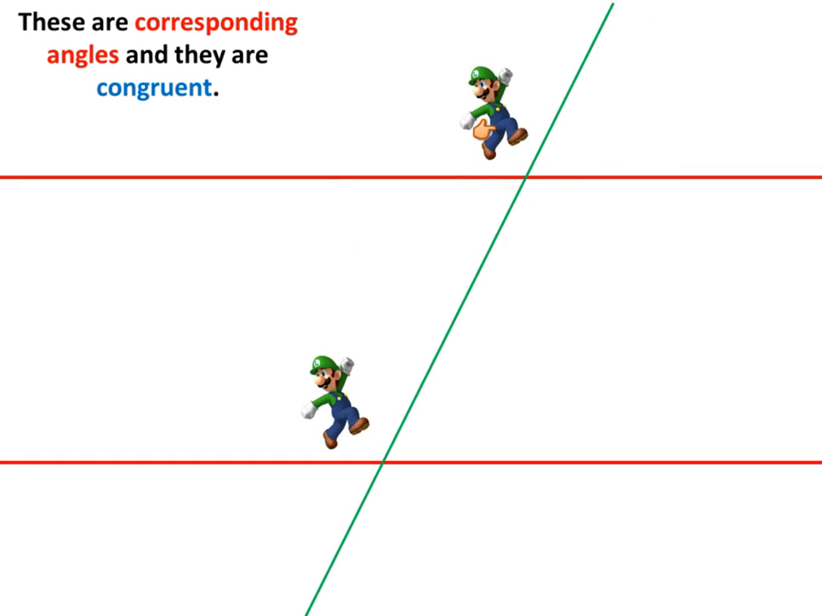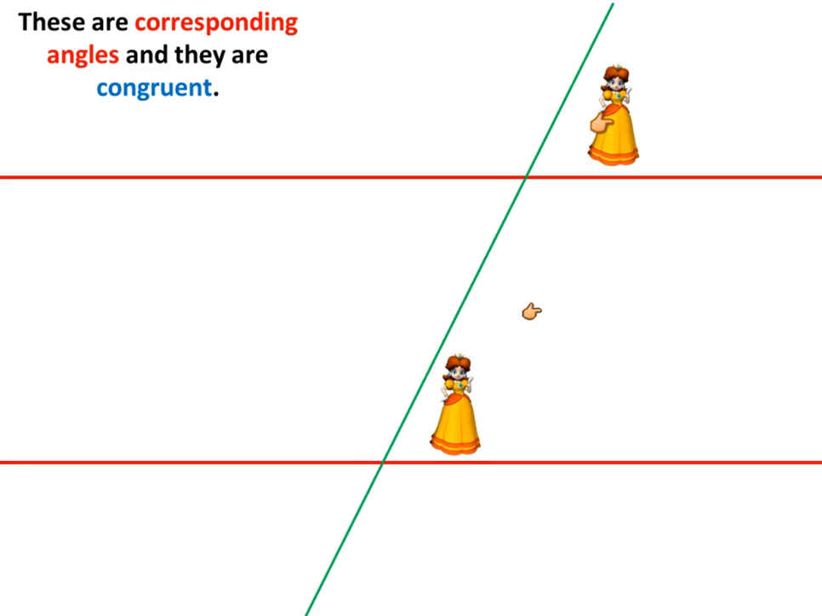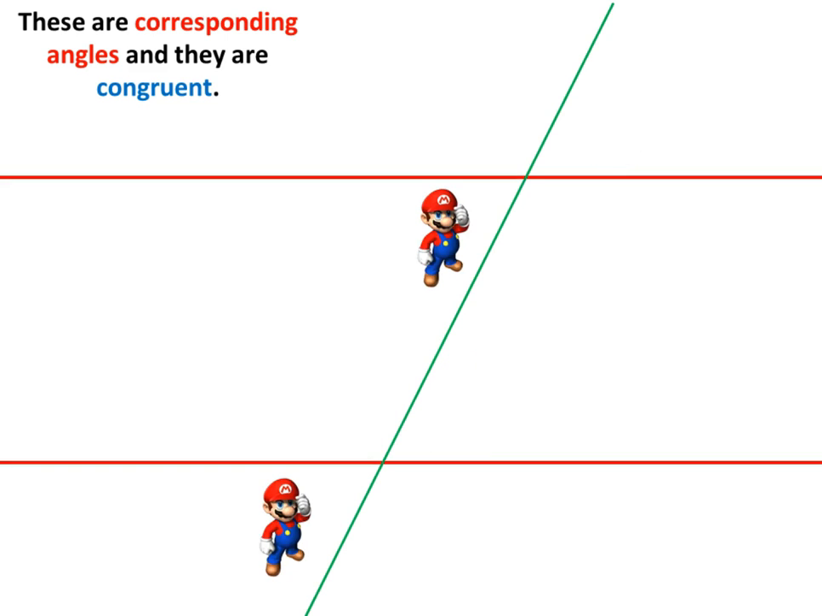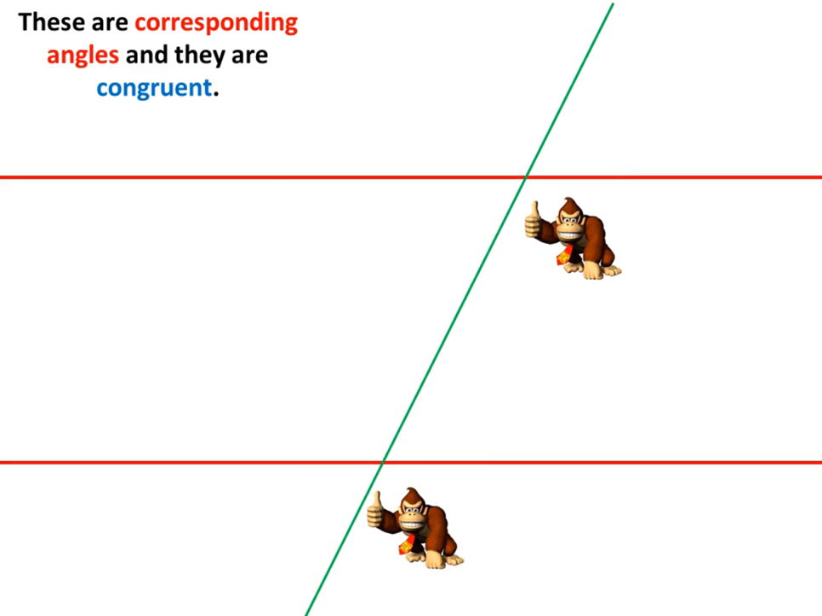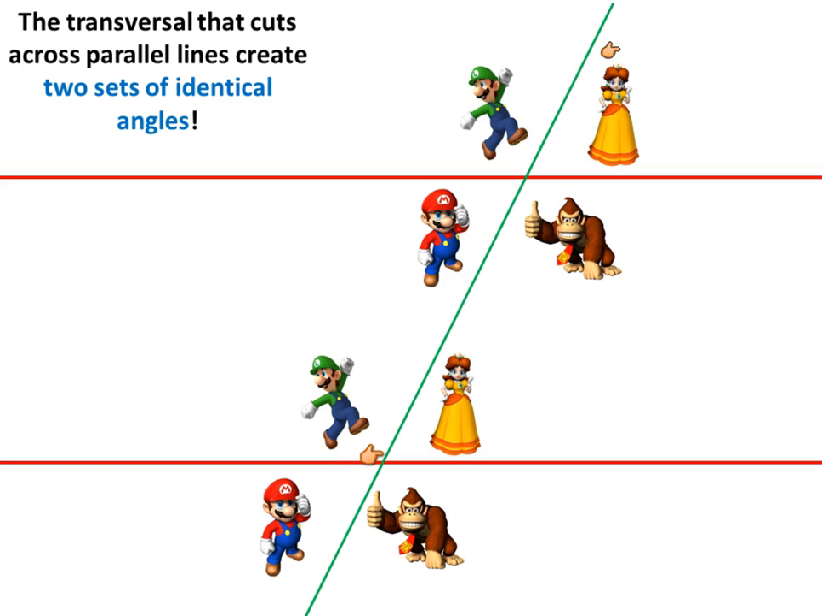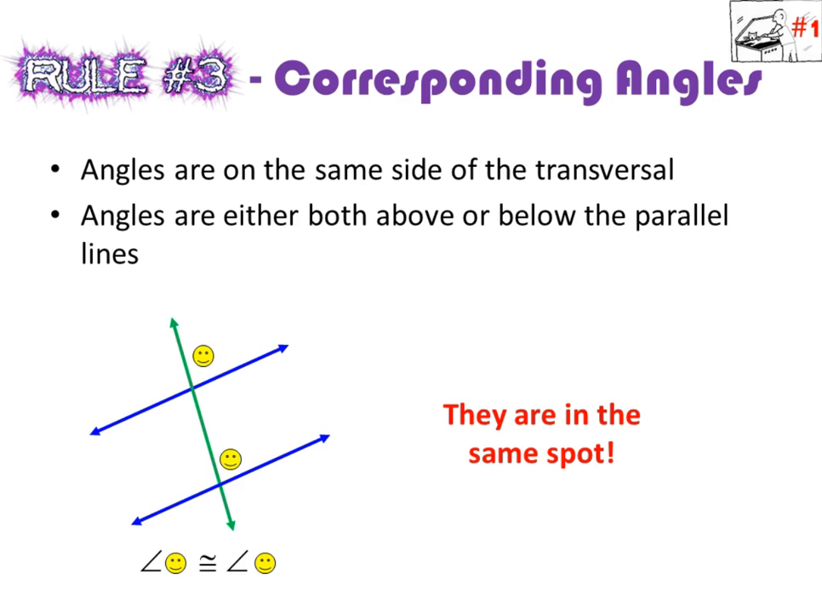These are called corresponding angles, angles in the same spot. If you notice, this person is to the left of the transversal, and they're both on the top of those parallel lines. They are congruent. These are congruent in the same spot. These are congruent. These are congruent. They're all corresponding angles. So when you have two parallel lines and then a transversal that cuts through, you end up with two sets of four angles that are identical. So corresponding angles are in the same spot and they are congruent.